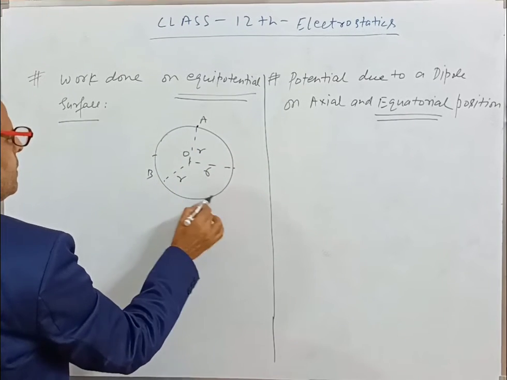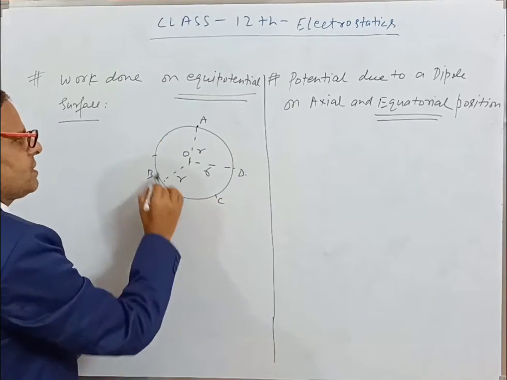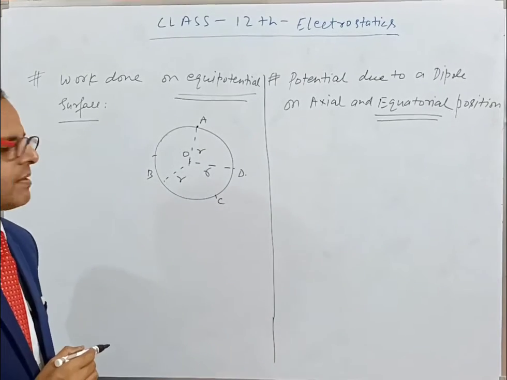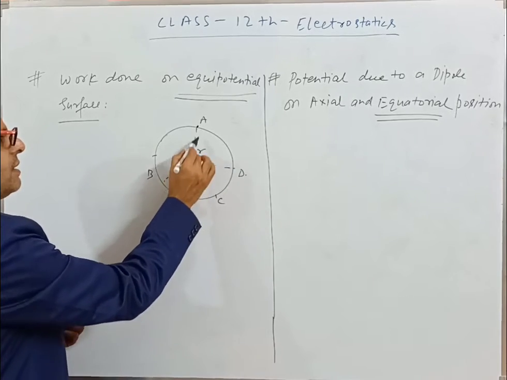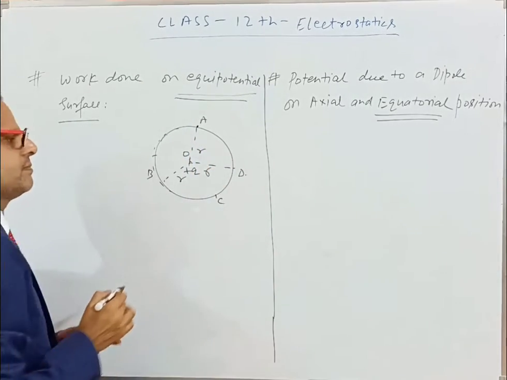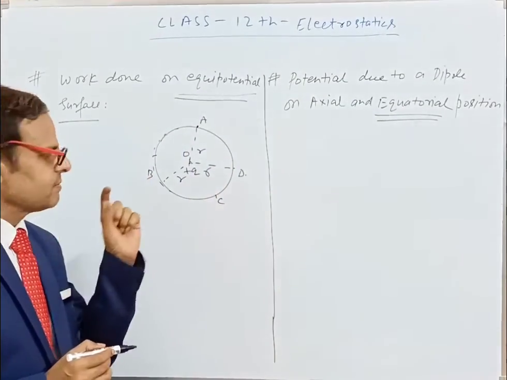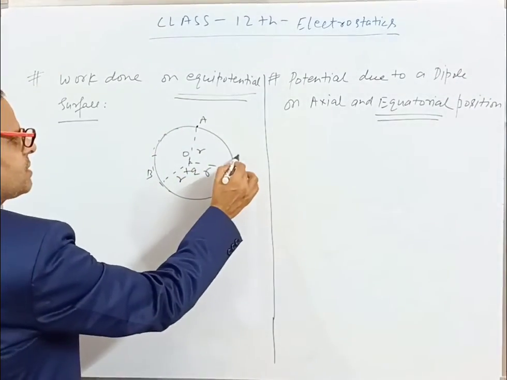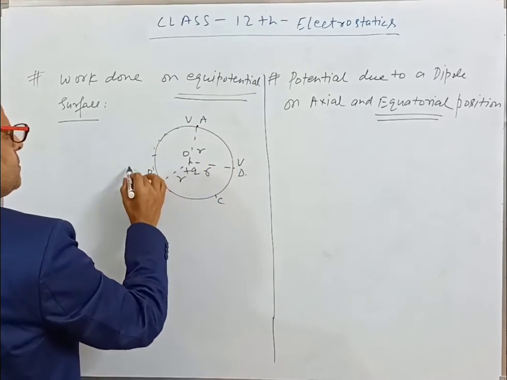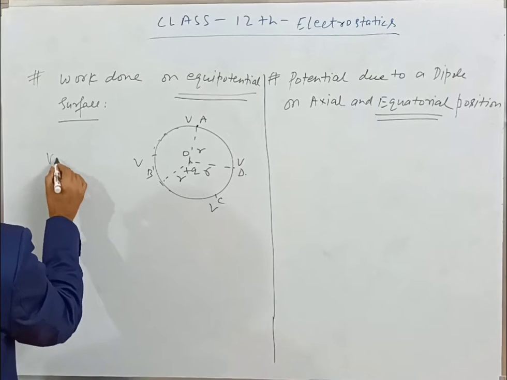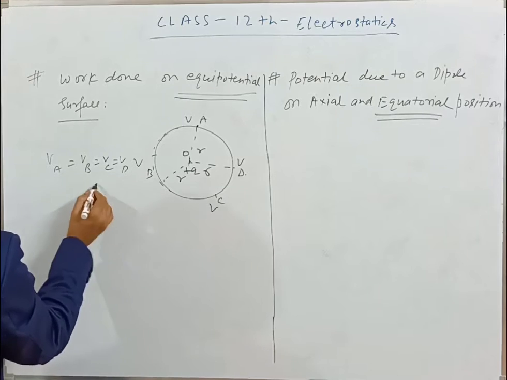A, B, C, D. This is the equipotential surface where potentials are the same, because plus Q charge is here, and every point at a distance of R, on its surface, is at equal distance, so the potential will be the same. Suppose the potential is V, meaning potential at A is equal to potential at B is equal to potential at C is equal to potential at D, and that is equal to V.